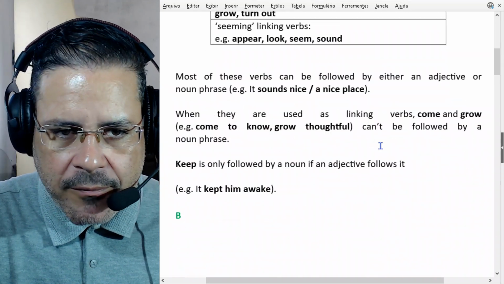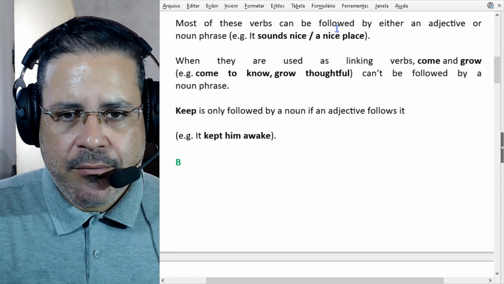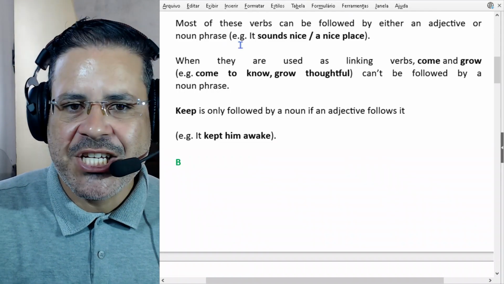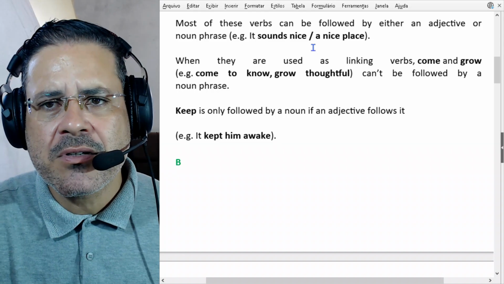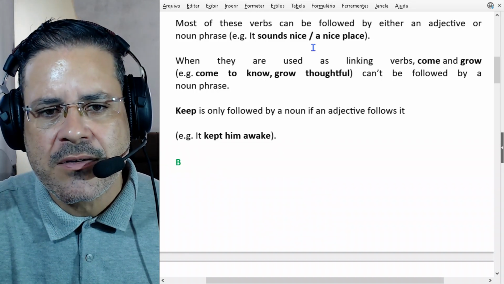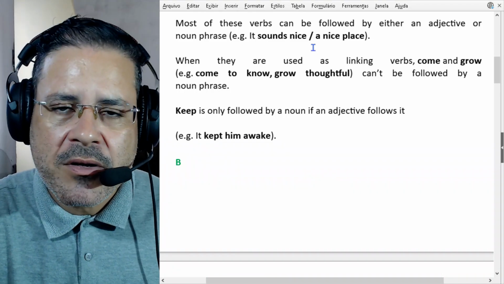Okay, moving on. Most of these verbs can be followed by either an adjective or noun phrase, e.g., it sounds nice. Does it sound nice? Yes, it sounds nice. No, it doesn't sound nice.